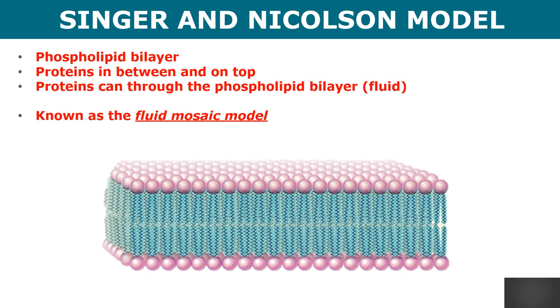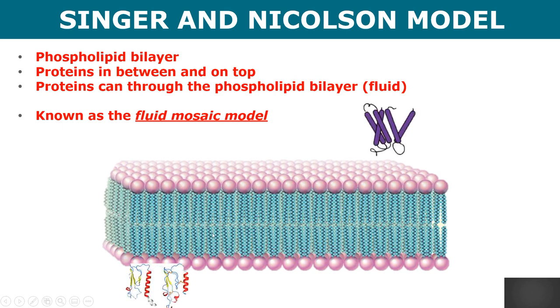So along comes Singer and Nicolson, who said, okay, we have this phospholipid bilayer, which is what we're seeing in the freeze-etch, and it makes sense because we have these hydrophobic tails that are going to want to be away from the water, and we have the hydrophilic heads, which are going to want to interact with the water, so they're going to be both facing outside and inside the cell. And there's going to be proteins, either on the top, they can be attached and slightly embedded. There's going to be proteins that move through the phospholipid bilayer.